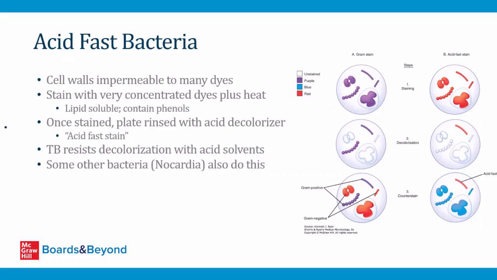The way you can identify tuberculosis is with an acid-fast stain, and that's because it's a so-called acid-fast bacteria. So let's talk about what that means now. Acid-fast bacteria, like tuberculosis, have cell walls that are impermeable to many dyes, like the Gram stain that we just talked about in the last slide.